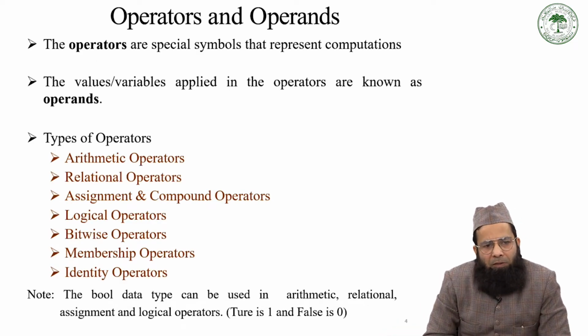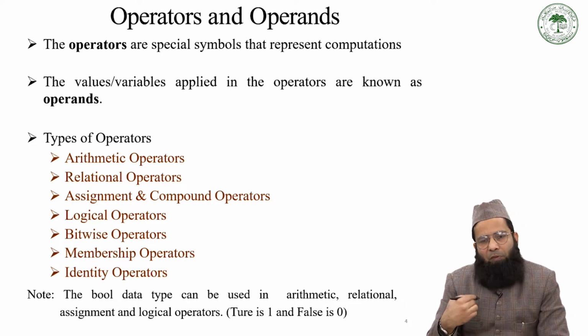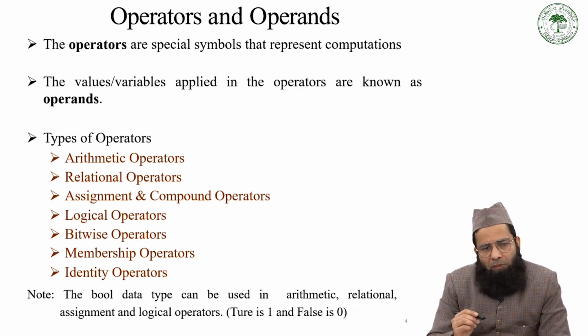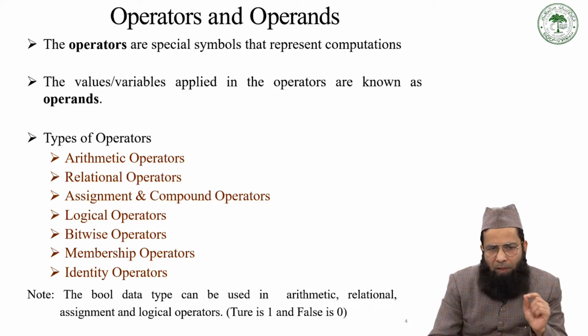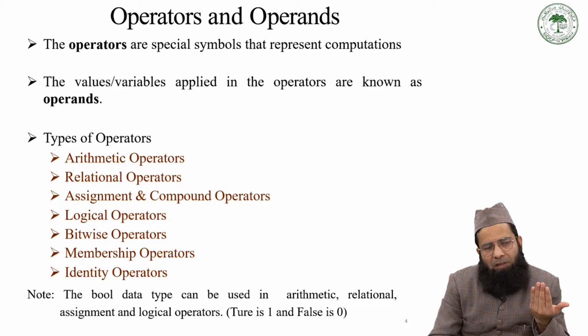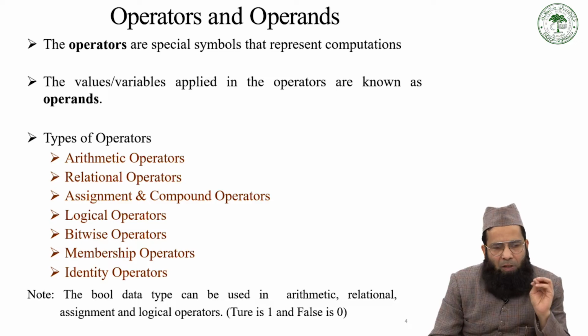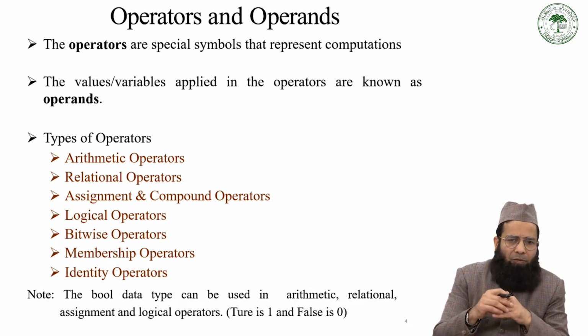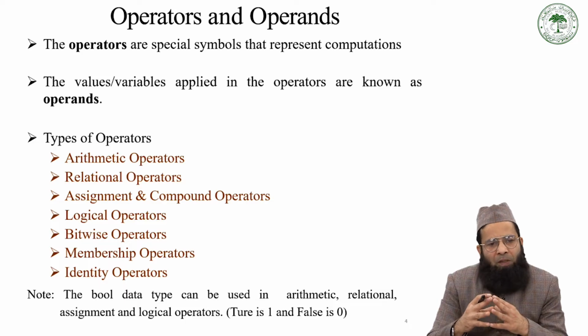Now, operators are special symbols that represent computations, whether you are performing addition, subtraction, or the left shift operator, right shift operator, and so on. The values or variables applied to the operators are known as operands. For each and every operator, we have associated operands depending on the type of operator, whether it is a unary operator, binary operator, or ternary operator. If it is a unary operator, there would be only a single operand. If it is binary, there will be two operands.